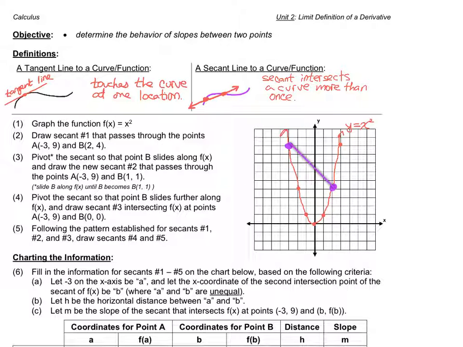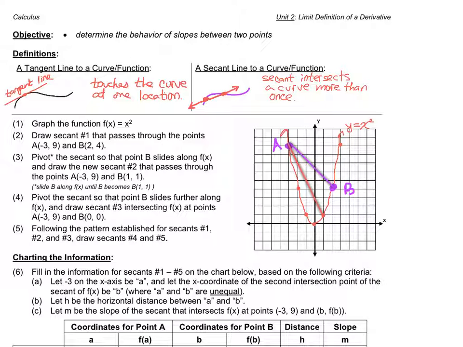All right, so draw a secant line 1 that passes through the points (-3, 9) and (2, 4). So I did that. Pivot the secant so that point B, I'll label it point A, point B goes through (1, 1). I'll do it in a different color here, make it look nice. It starts at (-3, 9) and then goes through (1, 1). All right, so that's my second point, quote unquote B.